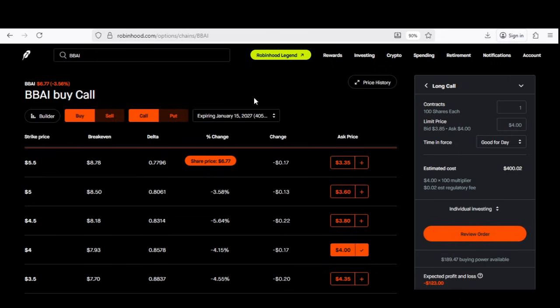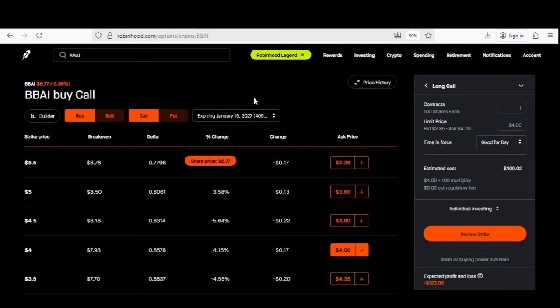Now, I have mentioned leaps twice before, the first option strategy and now the second option strategy. So for those of you that do not know, leaps is an acronym that stands for long-term equity anticipation securities. It is a mouthful, hence we just refer to it as leaps.